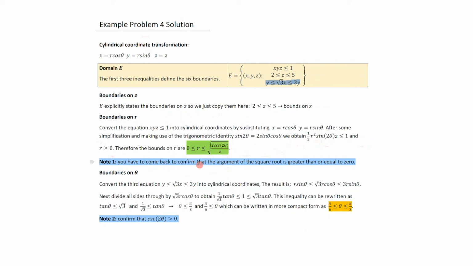We'll need to come back later to confirm that the argument of the square root is greater than or equal to 0. You can't just state this explicitly. You have to come back to make sure that in fact this remains an argument which is greater than or equal to 0.